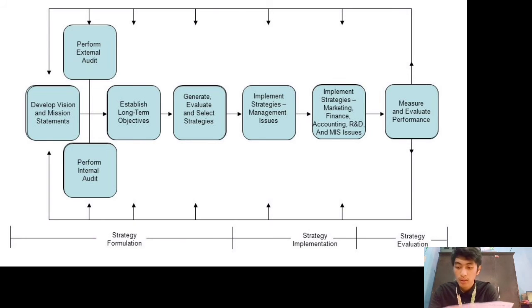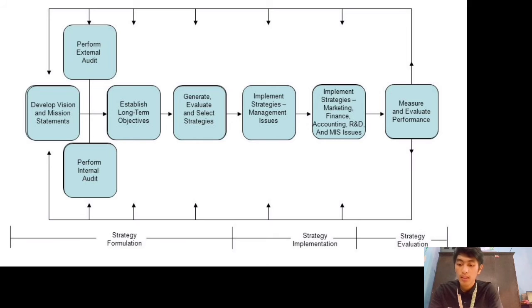And the third activity is to perform an internal audit. By performing an internal audit, the organization can identify their strengths and weaknesses. When the organization identifies their strengths and weaknesses, they will be able to identify the things they need to improve and the things they need to maintain.